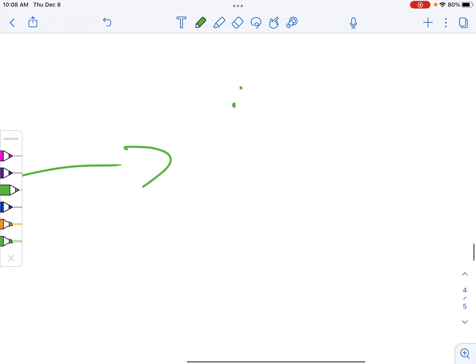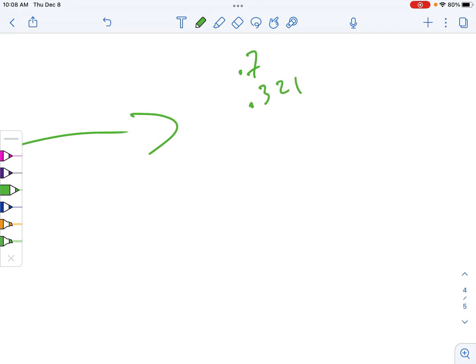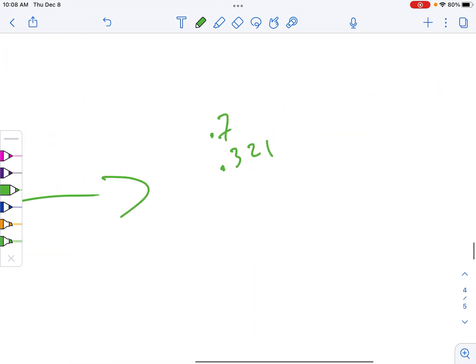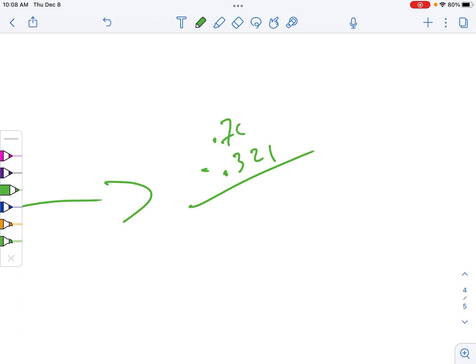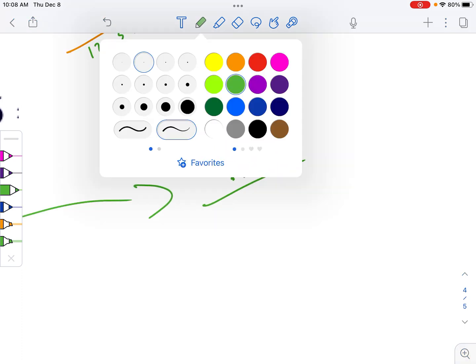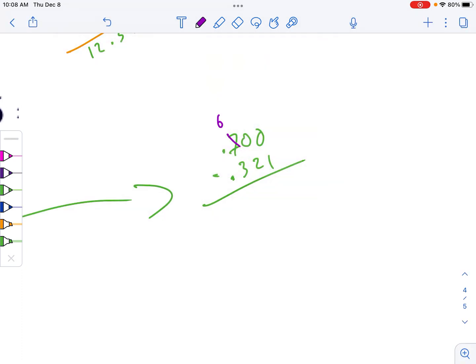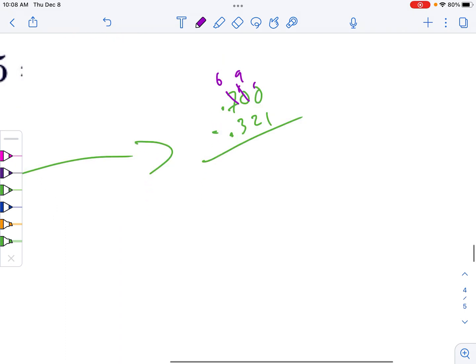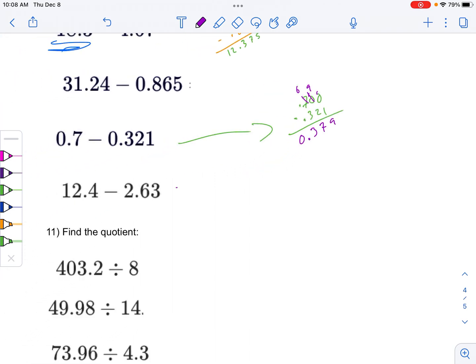Okay, 0.7's on top. Okay. 0.321. Yep. Get my 0s as placeholders. Ooh, this is a borrow. Okay. 7 becomes a 6, that becomes a 10. 10 becomes a 9, and there's a 10. Okay, 10 minus 1 is a 9. 9, 8, 7. 6 minus 3 is 3. Drop the decimal down. Okay, that makes sense.